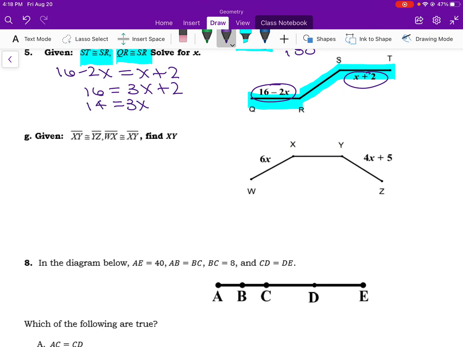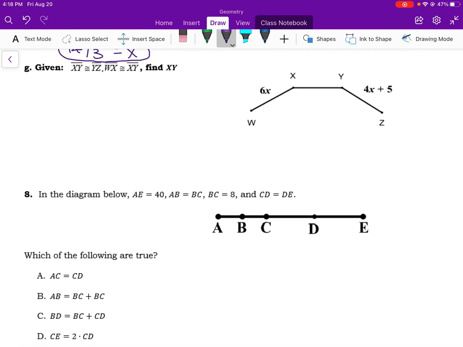So we won't always have a nice, clean whole number. Sometimes it is a fraction. It is always frustrating when it works out that way. But our answer here, we would say that 14 thirds is my x. So sometimes you will have fractions for answers.